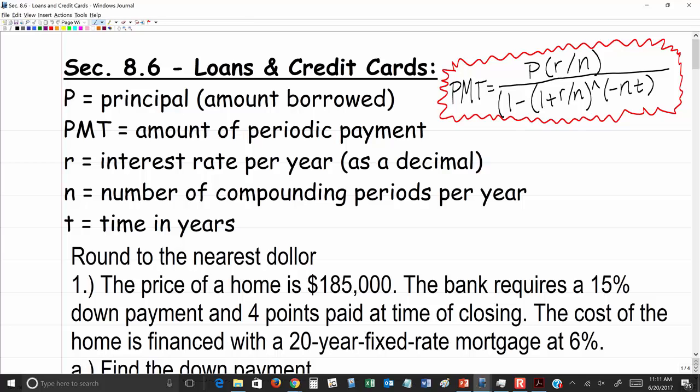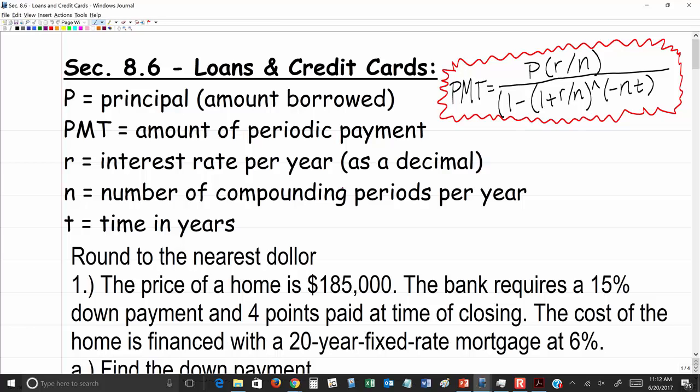So when you are, on your formula sheet, the last formula on here says amortization. Amortization means paying off a loan or debt of some kind. Okay, so that is the one that you're going to use when you're doing anything with a loan.